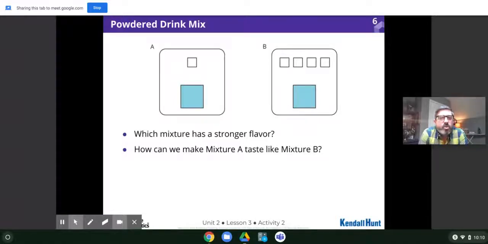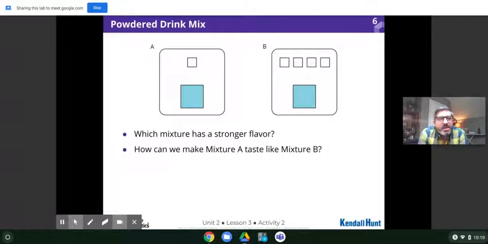So if we're putting more of the mix in drink B, do you think it would be stronger than just putting 1 packet of the mix in drink A? Yes. Yeah, B, because we've got a lot more powdered drink mix in our drink B than we do in A, right? So it'll probably be stronger.